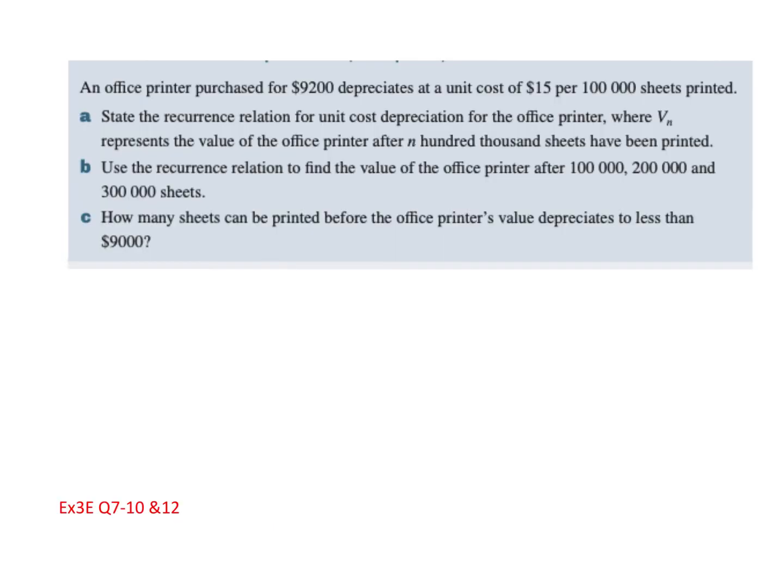Let's do this one. So an office printer purchased for 9,200. Here's the V0. Depreciates at a unit cost of $15 per 1,000 sheets. So the unit cost is very important. I really want you to start practicing highlighting that because it will make it a lot easier. So there's the D.